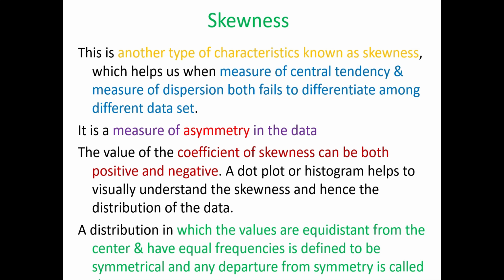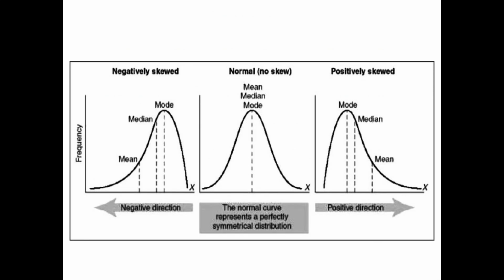A distribution in which the values are equidistant from the center with equal frequencies is defined as a symmetrical distribution, and a departure from symmetry is called an asymmetrical distribution. So you can say this is the negative direction: mode, median and mean. This is a normal distribution, no skewness; this is negatively skewed, and this is positively skewed.